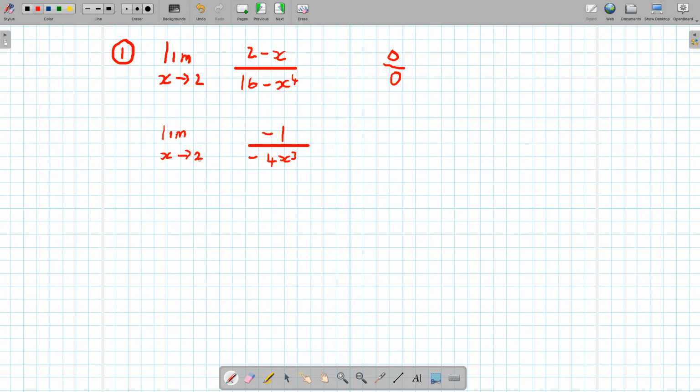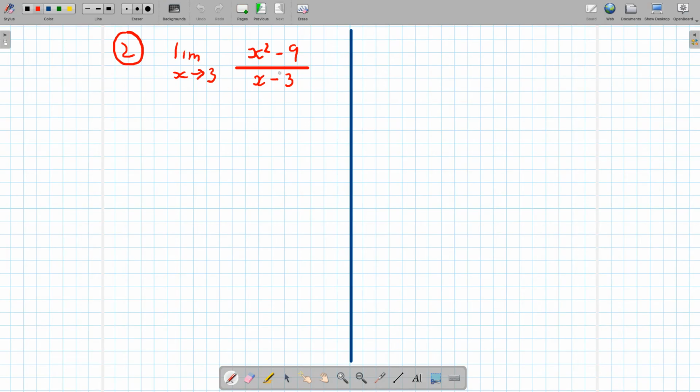Let's now put our 2 into both. Well, -1 on the top. And on the bottom, we have 2 cubed, which is 8. And 8 4s are 32, and they're both negative, so it's -32 here. So my limit is simply 1/32. So that was quite a straightforward one to do. Let's have a look at another one.